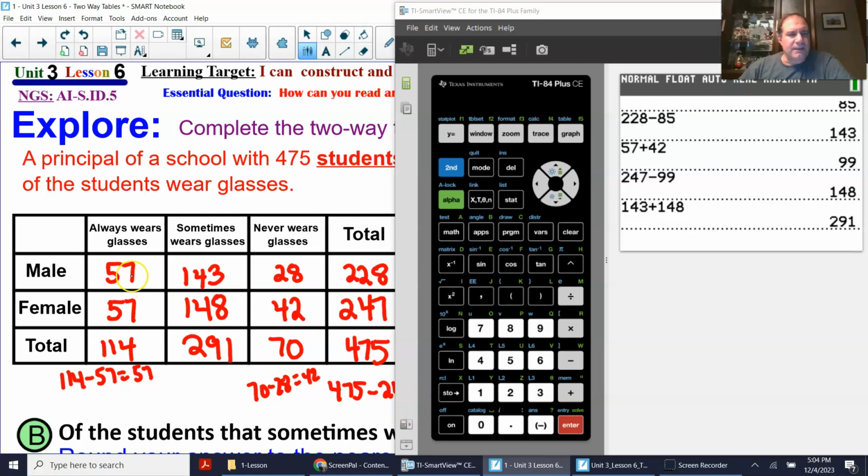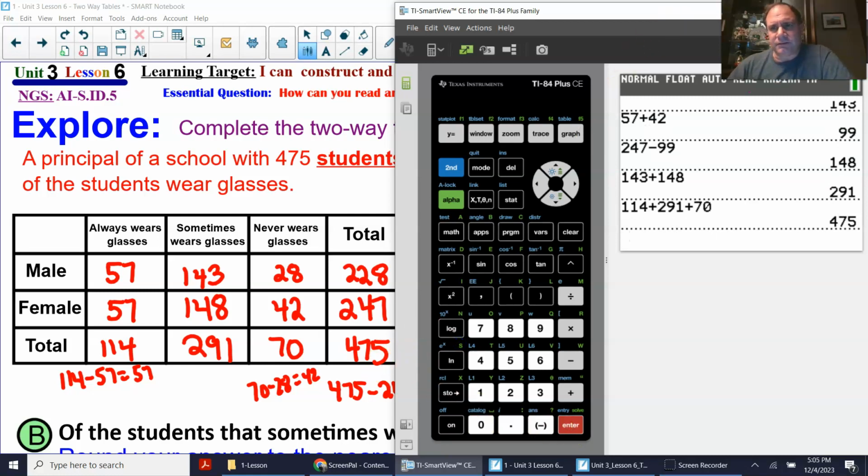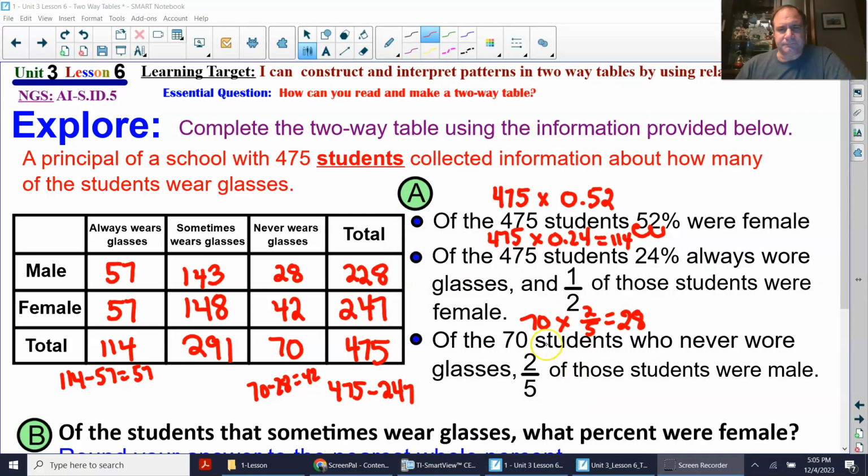All right, so I know that this adds up, this adds up, this adds up. But I'm going to just see if 114 plus 291 plus the 70 equals 275, and it does. All right, so that's it.